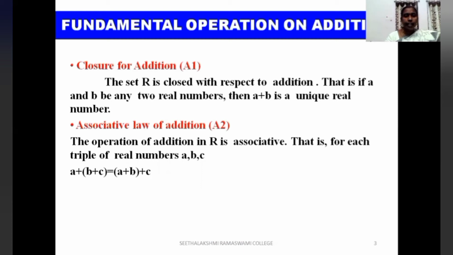Next property, associative law of addition, A2. The operation of addition on R is associative. That is, for each triple of real numbers a, b and c, we have (a plus b) plus c equal to a plus (b plus c).